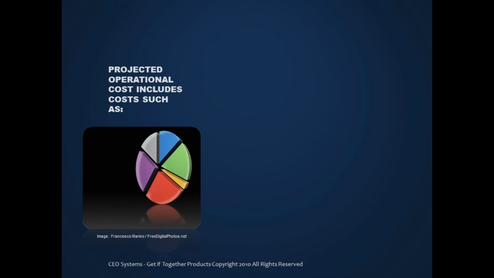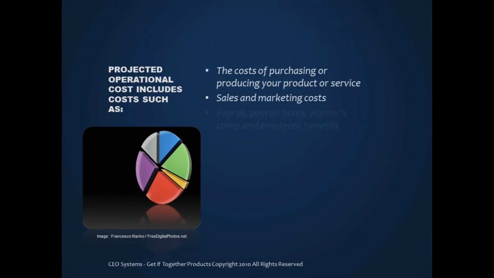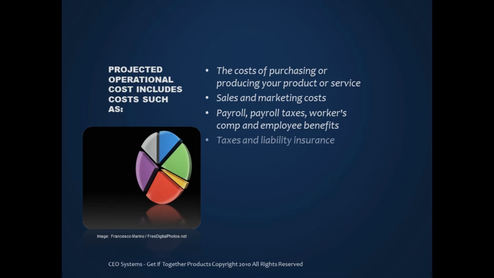Projected operational costs include costs such as the costs of purchasing or producing your product or service, sales and marketing costs, payroll, payroll taxes, workers' comp, and employee benefits, taxes and liability insurance, operational costs such as rent, gas, electricity, shipping, etc.